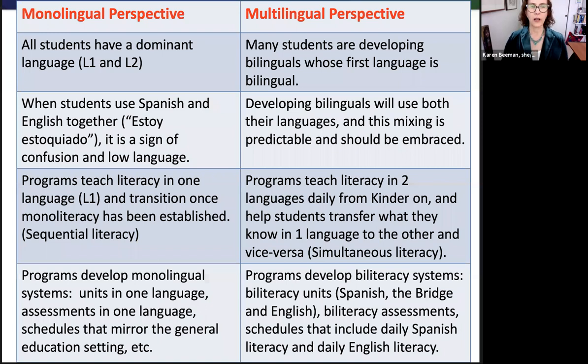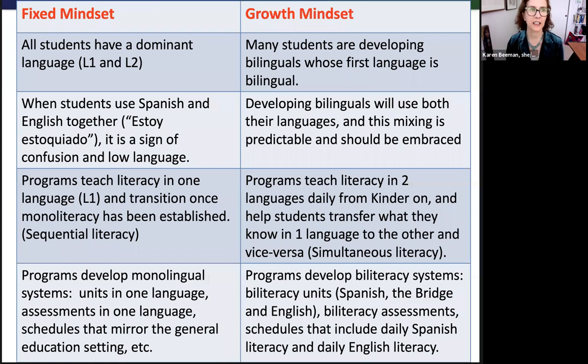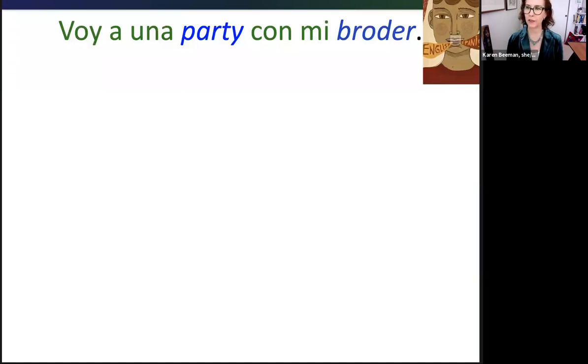So to conclude, I've presented the ideas of teaching for biliteracy using this juxtaposition between the monolingual and the multilingual perspective. And I just like to point out, you can also think of it as fixed versus growth mindset. And to conclude, we're going to take this wonderful utterance by a student who says to the question, ¿Qué vas a hacer este fin de semana? What are you going to do this coming weekend? Voy a una party con mi brother.